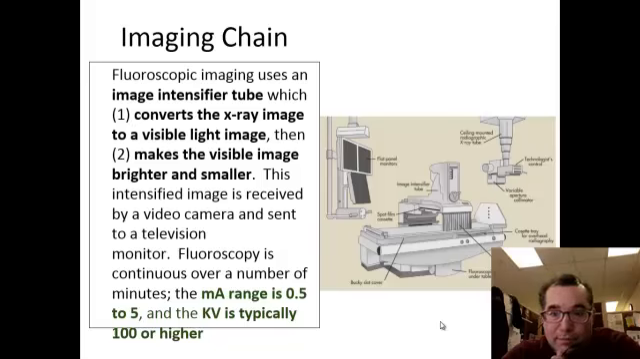But as I've mentioned, the majority of the exams that are happening nowadays, you are typically actually outside of the room, so you should be receiving the minimum amount of radiation possible.